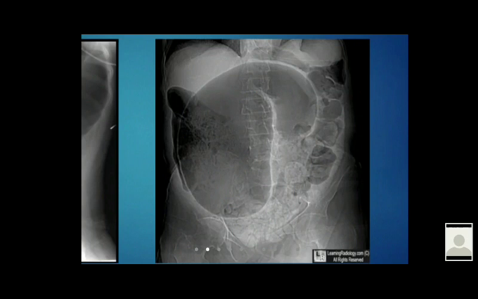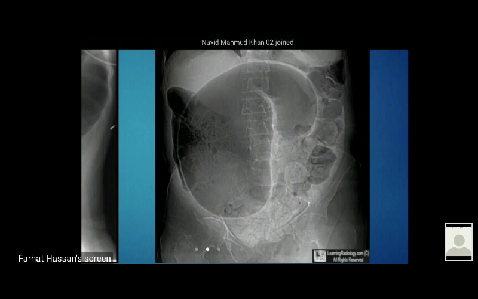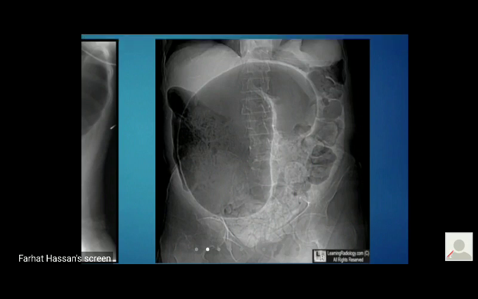So the most common cause of paralytic ileus is post-operative, infection, metabolic causes like uremia, hypokalemia, and reflex ileus following fracture of the spine, fracture of ribs, etc.